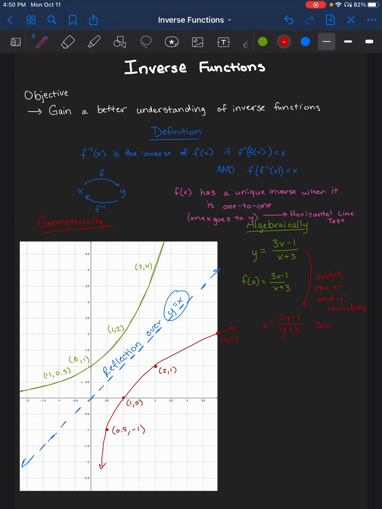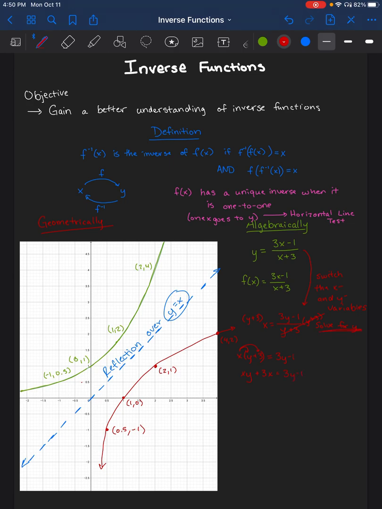Now, my goal now is to solve for y. I want to isolate that y variable. So what I'm going to do first is multiply both sides by y plus 3. All right, so here I go, y plus 3 and y plus 3. There we go. That should eliminate this denominator. And on the right-hand side, we'll be left with 3y minus 1. And on the left-hand side, we'll have x times y plus 3. So we'll need to distribute this x. So x times y makes xy plus 3 times x, which makes 3x.